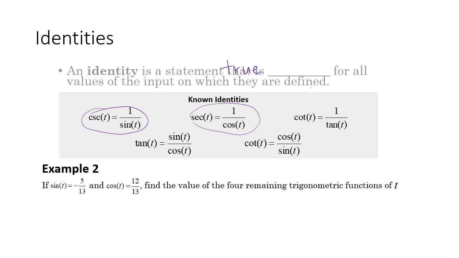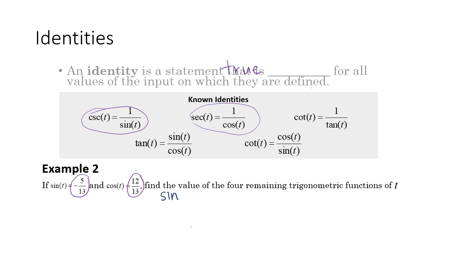So what we can do is use these concepts to figure out the value of the 4 remaining trig functions. So for example, if they told me that sine is negative 5 over 13 and cosine is 12 over 13, we can find the value of the 4 remaining trig functions. When I do problems like this, the first thing I always do is write out all of the remaining trig functions.